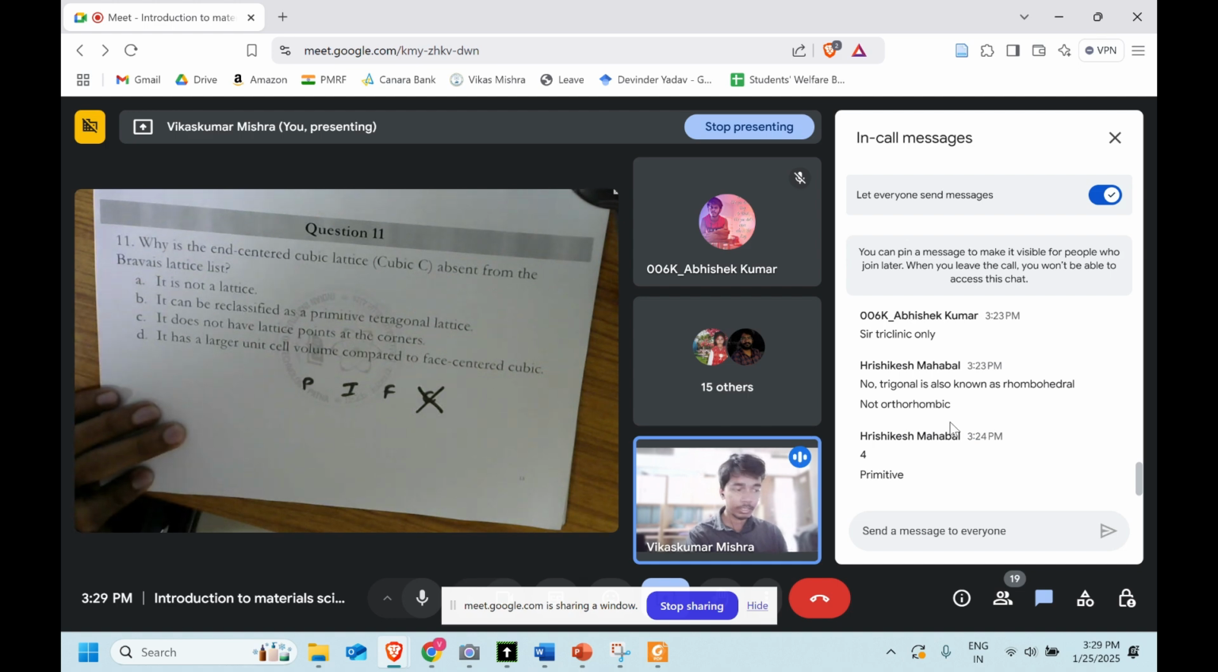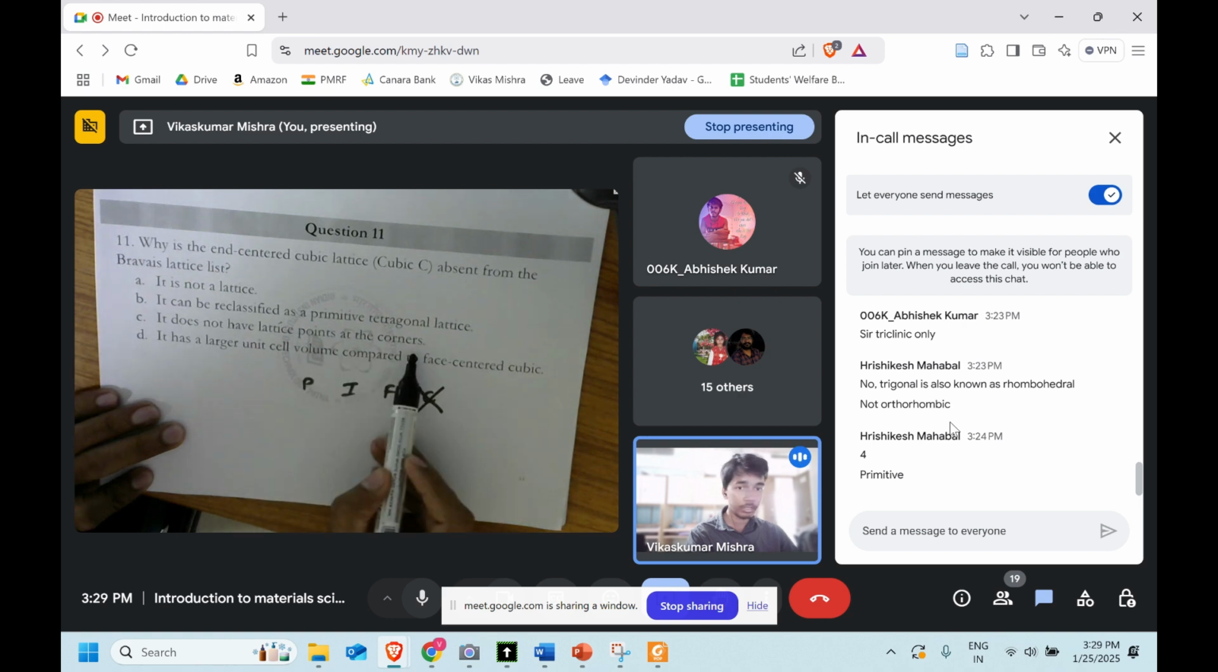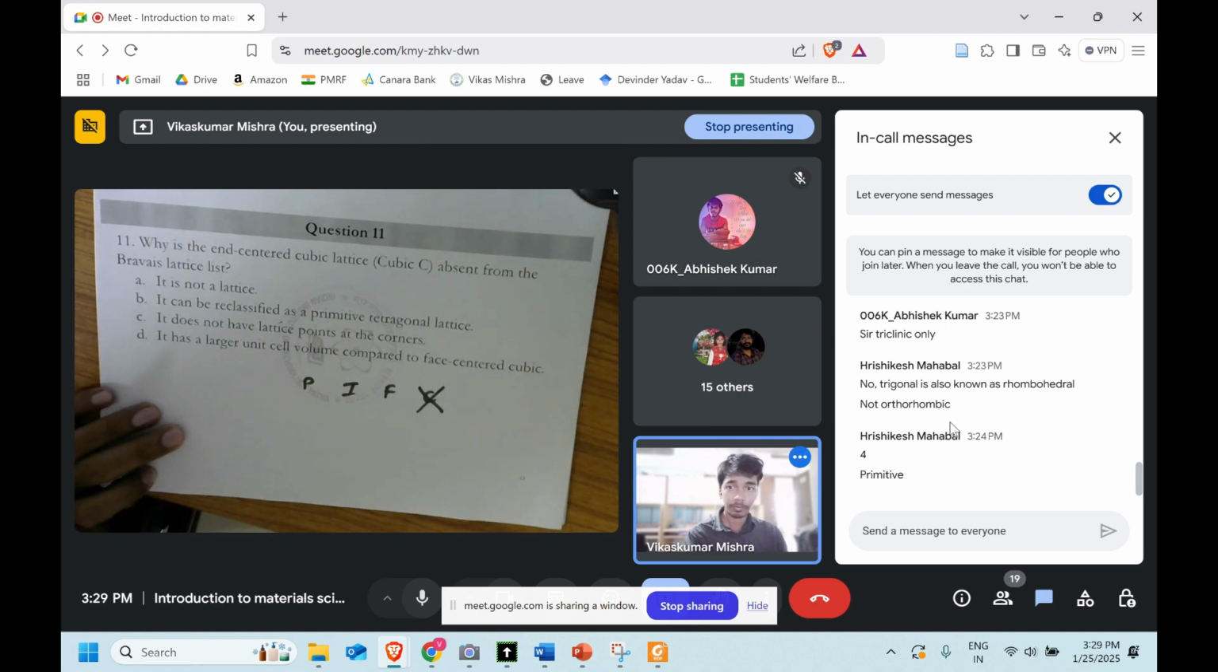Now we have to write the reason. It is not a lattice. It can be reclassified as a primitive tetragonal lattice. It does not have a lattice point at the corner. It has a larger unit volume compared to the face-centered cubic. What do you think? What might be the reason?